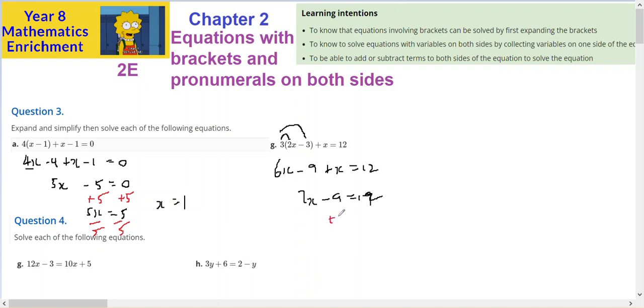I'm going to plus 9 to both sides. That's going to give me 7x equals 12 plus 9 is 21. Divide both sides by 7. And 7 cancels with 7, and 21 divided by 7 is 3, so x equals 3.